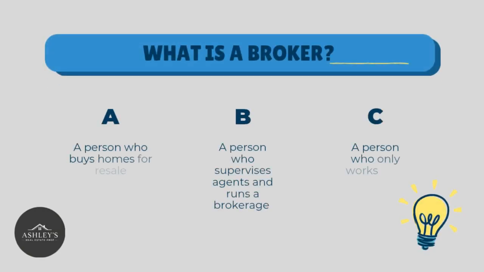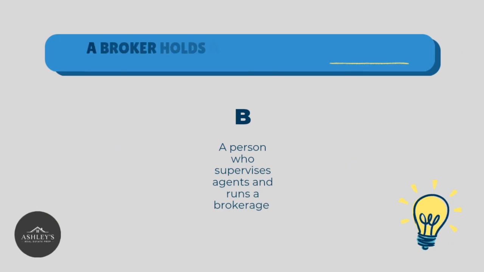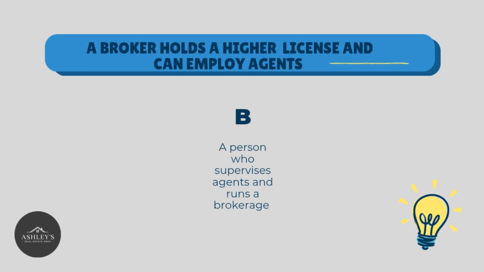What is a broker? A. A person who buys homes for resale. B. A person who supervises agents and runs a brokerage. C. Or a person who only works with buyers. The answer is B, a person who supervises agents and runs a brokerage. A broker holds a higher license and can employ agents.